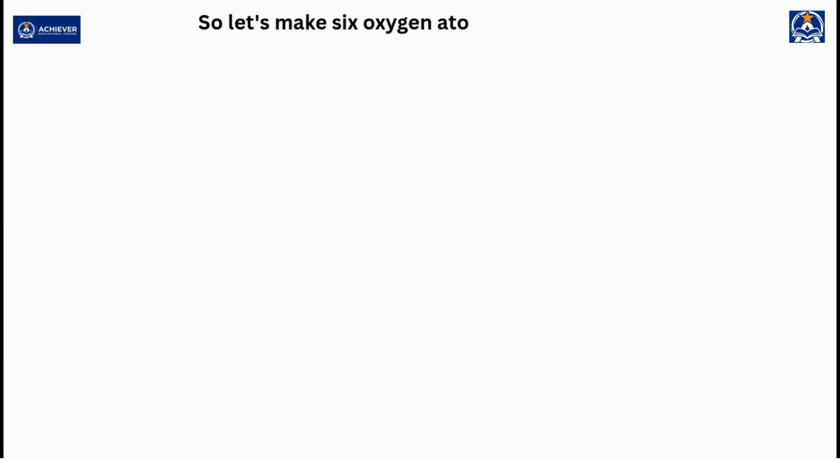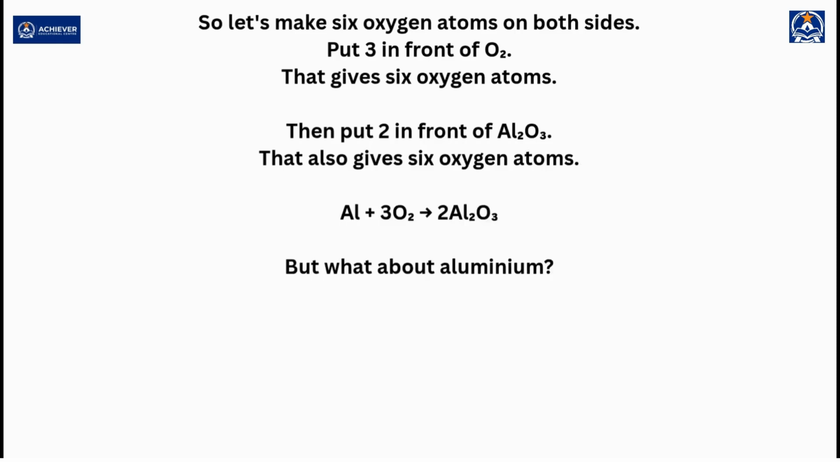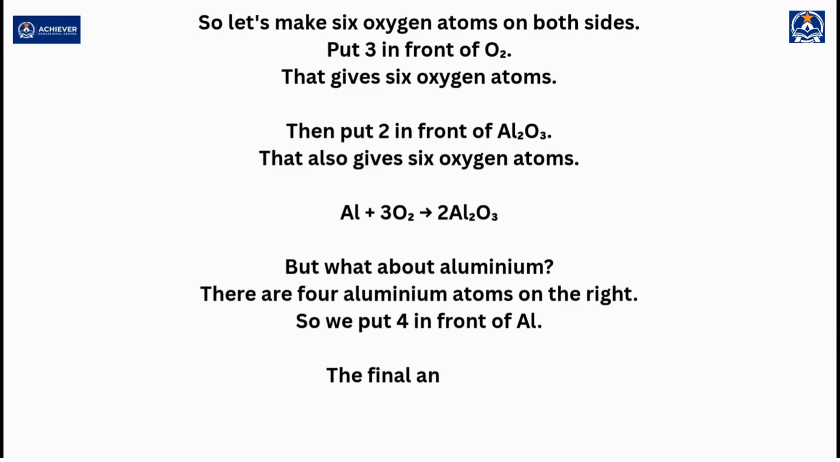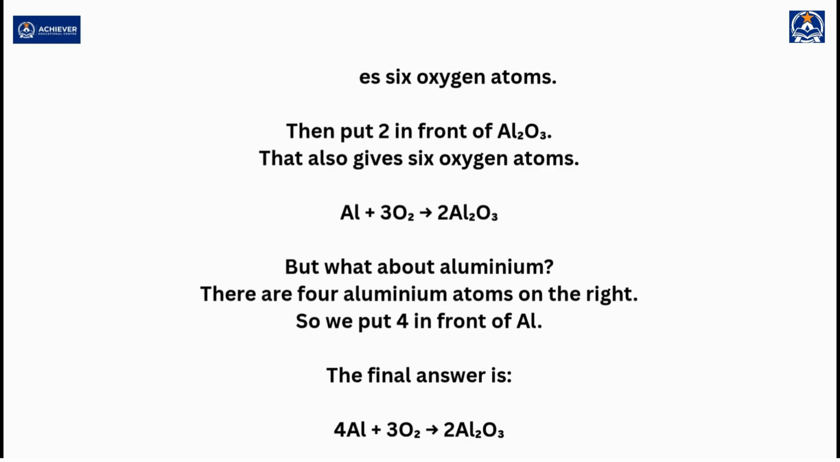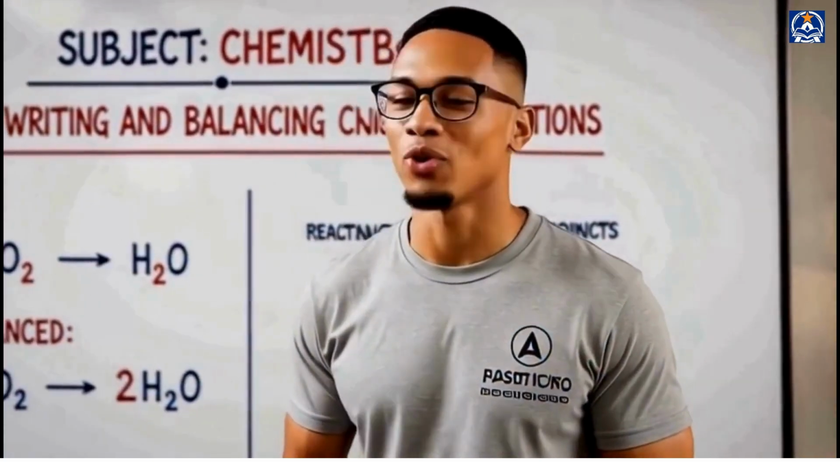Put 3 in front of O2. That gives 6 oxygen atoms. Then put 2 in front of Al2O3. That also gives 6 oxygen atoms. Now, Al plus 3O2 gives 2 Al2O3. But aluminium? There are 4 aluminium atoms on the right. So put 4 in front of aluminium. Final answer is 4 Al plus 3O2 gives 2 Al2O3. Let's check. Aluminium, 4 and 4. Oxygen, 6 and 6. Can you now see that the equation is balanced?